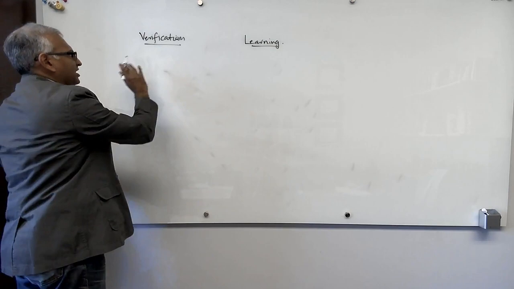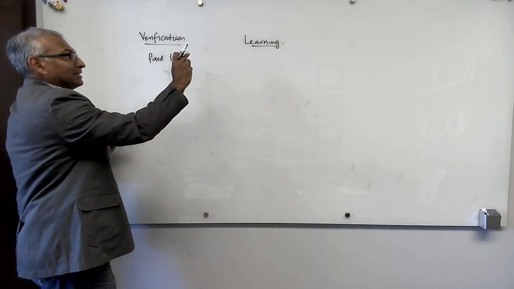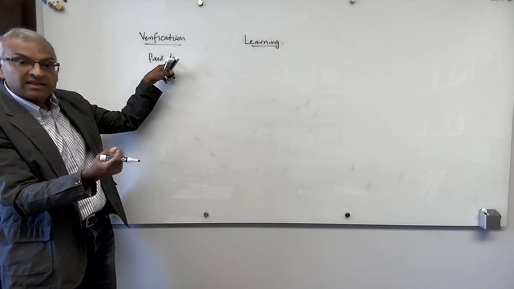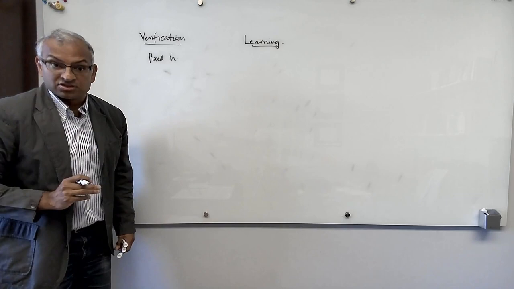Okay, so in verification, we have a fixed hypothesis H. Now that's very important. In learning, you don't have a fixed hypothesis H. So this hypothesis H is fixed, and when you see the data, all you're doing is verifying H. You don't get to change H. That was the setup we just described. In the learning setup, the final hypothesis is not fixed because it depends on the data.